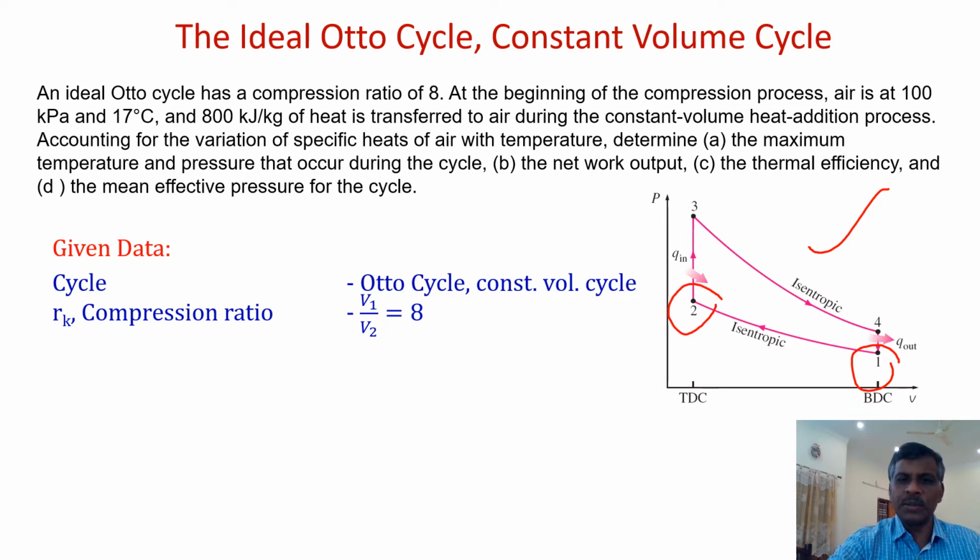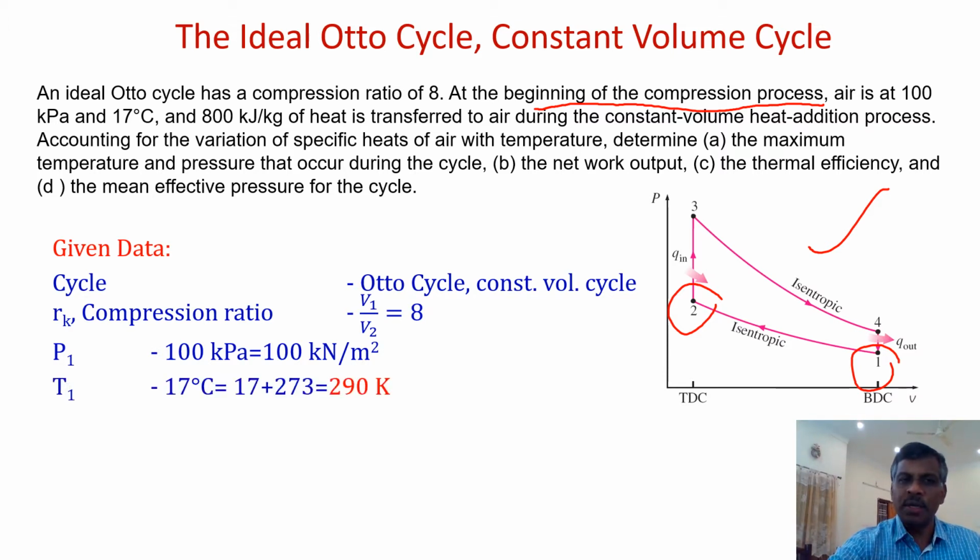Process 1 to 2 is compression. Higher volume will come at the top, that is a basic thumb rule. So V1 by V2 is given as 8. Then, at the beginning of the compression process, they have given the pressure as 100 kilopascal. 1 pascal is 1 Newton per meter square, so kilopascal means kilonewton per meter square. So it is very easy. In the given data itself, you better write it in the proper unit: 100 kilonewton per meter square.